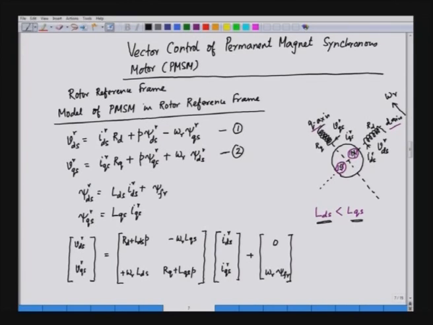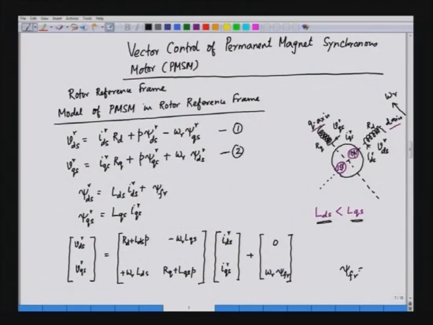So, we can replace this psi f r. Psi f r is the field flux. What is the field here? The field is a permanent magnet. We can represent this equivalently by means of a current, and that current is I f r. So, we can say that psi f r is equal to L m d into I f r. So, this is the model of the PMSM in rotor reference frame.